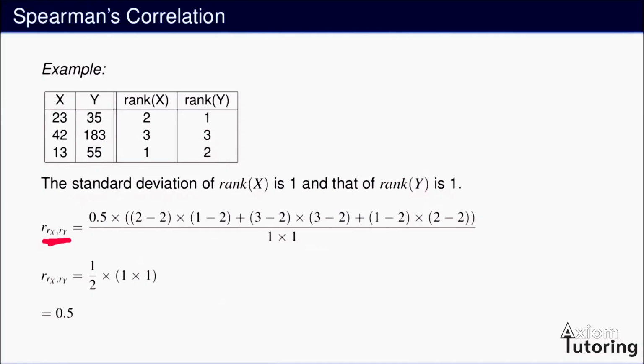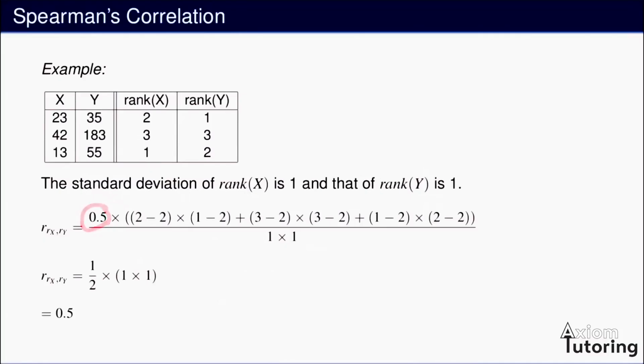And then you just apply the same formula as we saw last time for Pearson's correlation, but this time on the ranks of x and y. Okay, so the 0.5 here is 1 over n minus 1 that you have in the formula for the covariance. So here the sample size is 3, so 1 over 3 minus 1 is 1 over 2, which is equal to 0.5.